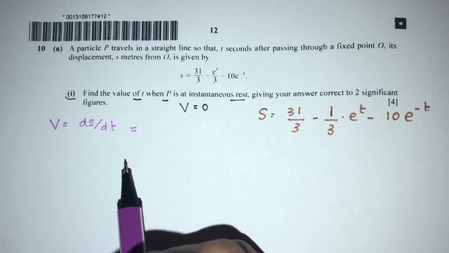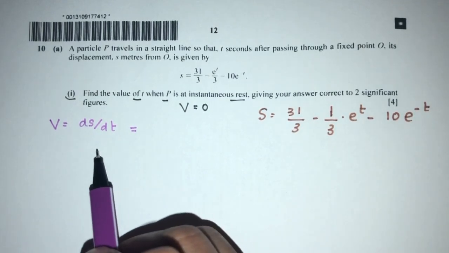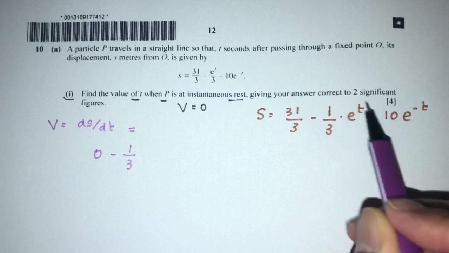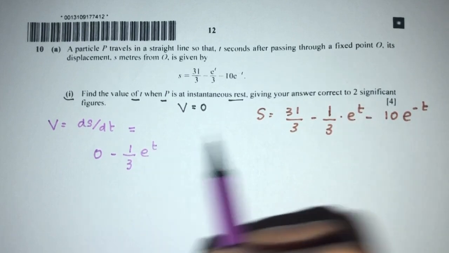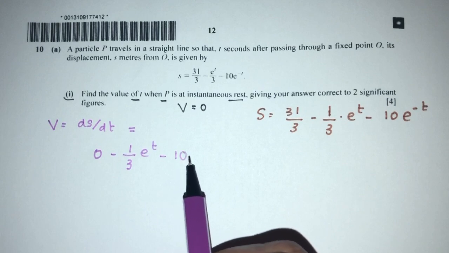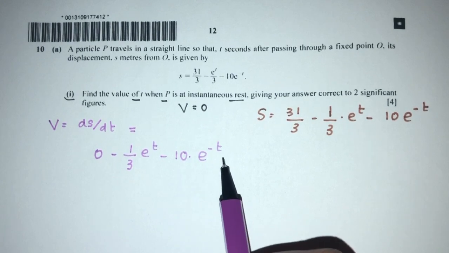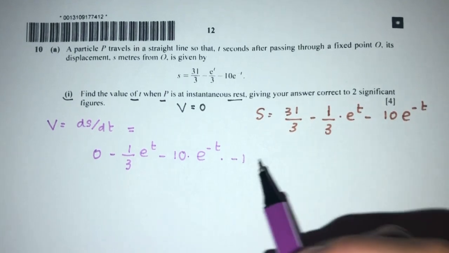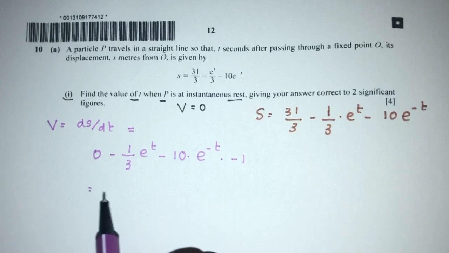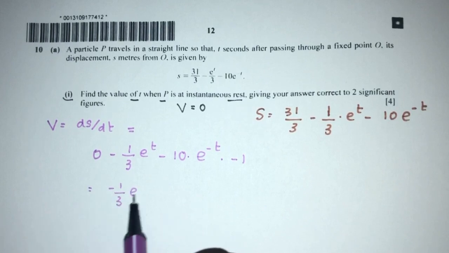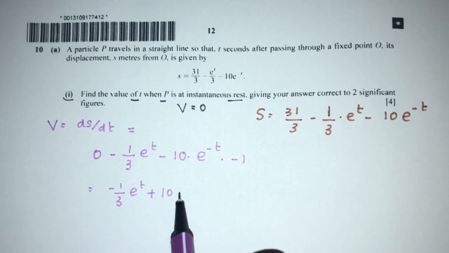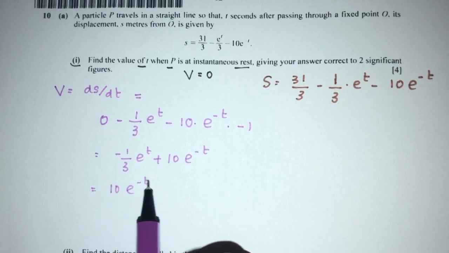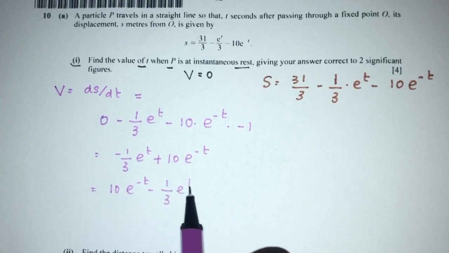Now ds by dt: 31/3 is a constant, so that will be 0. Minus 1/3 is a multiple, so it stays outside, and e^t remains the same. Again we have 10, which is a multiple, and then e^(-t), and we have to multiply by minus 1 for the derivative of the power. So that will give you minus 1/3 e^t, and minus times minus becomes plus 10e^(-t). So finally v is 10e^(-t) minus 1/3 e^t. That is my value of v.